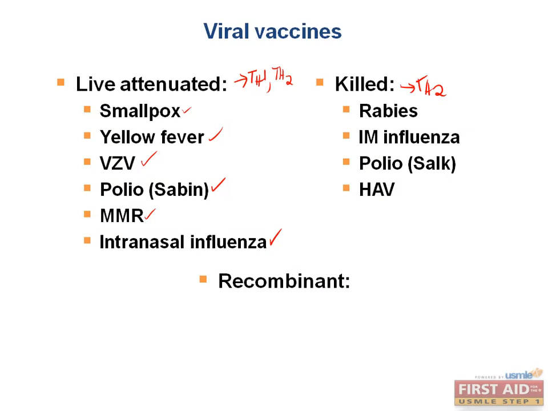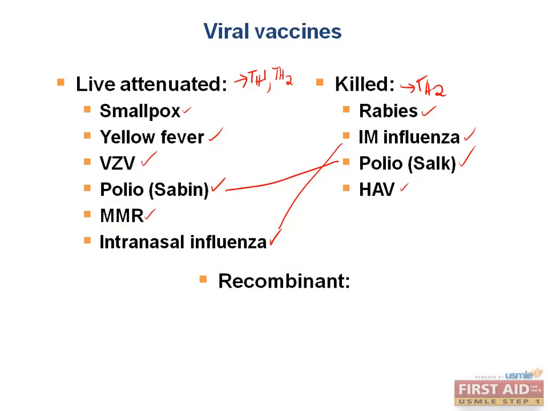The list of killed or inactivated viral vaccines includes rabies, intramuscular influenza as opposed to the intranasal influenza, the Salk polio vaccine as opposed to the Sabin vaccine, and hepatitis A vaccine.